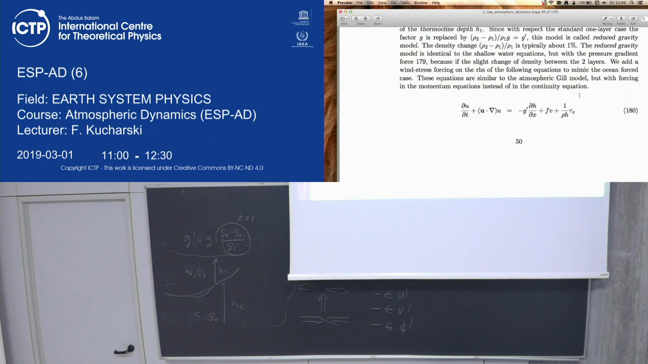tau. So we have tau x and tau y, the zonal wind stress and a meridional wind stress. In our example, we will just use the zonal wind stress. In reality, there would also be a meridional wind stress. So if someone wants to refine the analysis, you would have to include that.